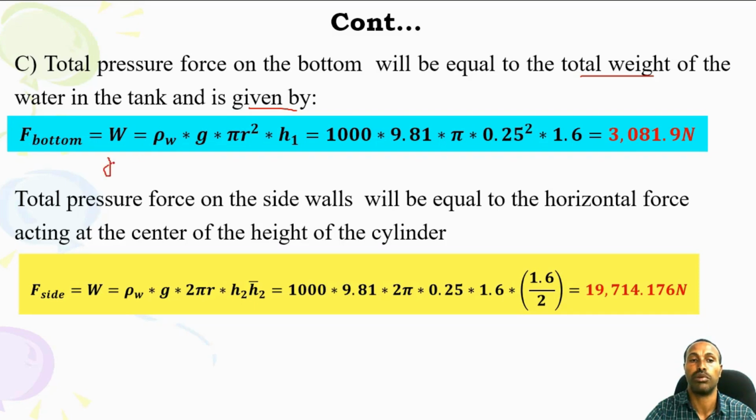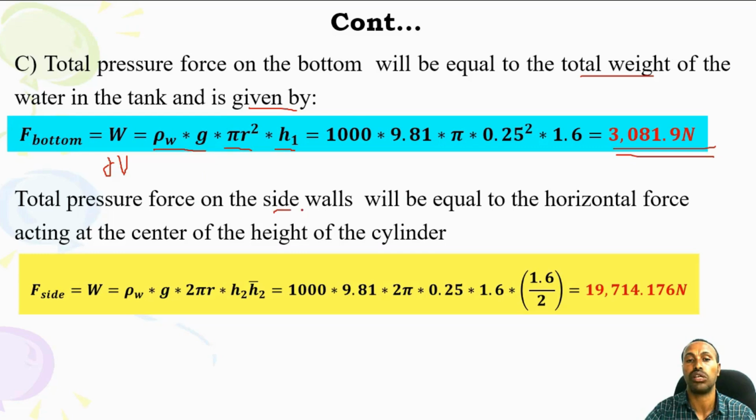Weight means gamma times volume. Then gamma means rho times g since it is water. Then volume is just volume of the cylinder, base area times height. So base area is pi r square, then H1, the height you have. Then you get this result. So this is just the pressure force at the bottom of the tank.